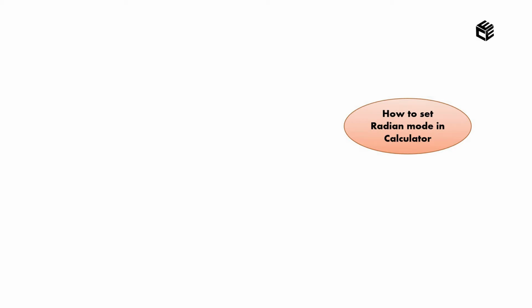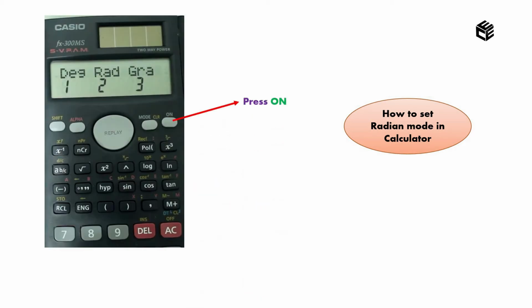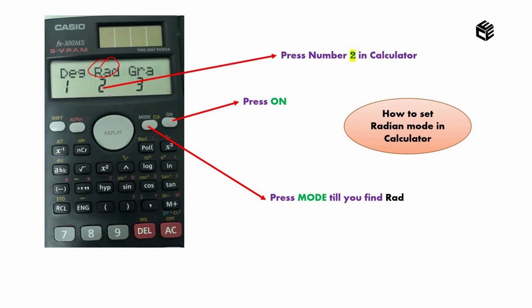Before starting our problem, I want you all to set your calculator in radian mode. So in your calculator, please click on the button and then press on mode till you find radian. Once you find this, please press number 2 in the calculator. So obviously the calculator will be in radian mode now.